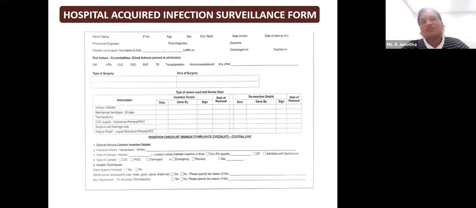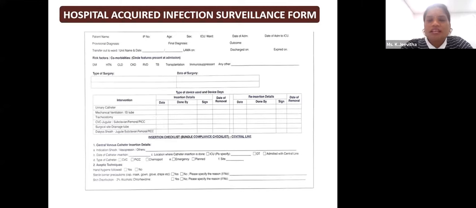Coming to the surveillance forms, as I mentioned, the bundles are very helpful to reduce the risk of infection, and also to improve the quality of life. As we are discussing catheters, for IV cannula we have the VIP score, because scales are very important to reduce infections. Like that, when the patient is on a central line, we have the CLABSI bundle, and when the patient is on a urinary catheter, we have the CAUTI bundle.